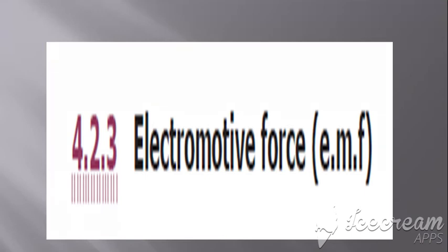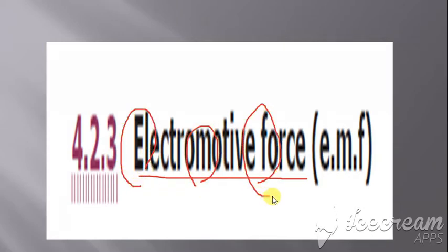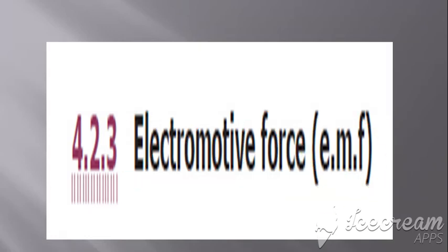Very good morning, students. The next topic we are going to see is electromotive force. This is a very important one. Electromotive force, we can say it as EMF. So what is this EMF?